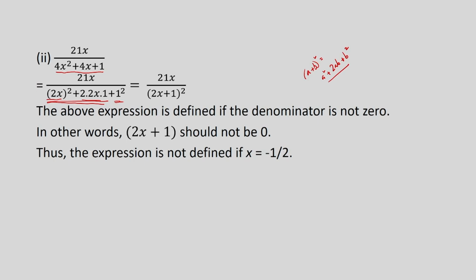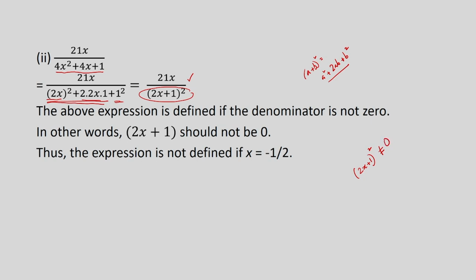Now again, after we have got this term, we use the previous property that any expression is not defined if the denominator is 0. So, for this expression to be defined, the denominator cannot be equal to 0. What is the denominator? The denominator is this, 2x plus 1 whole square. In other words, 2x plus 1 whole square should not be equal to 0.